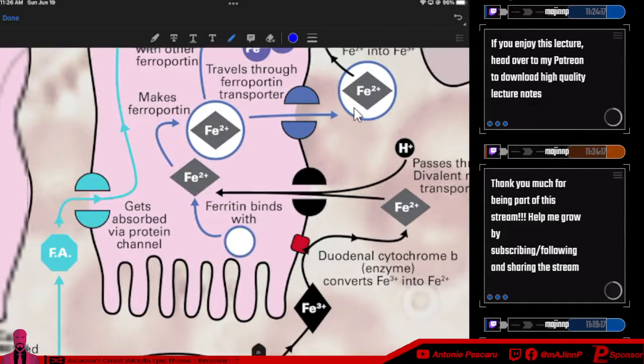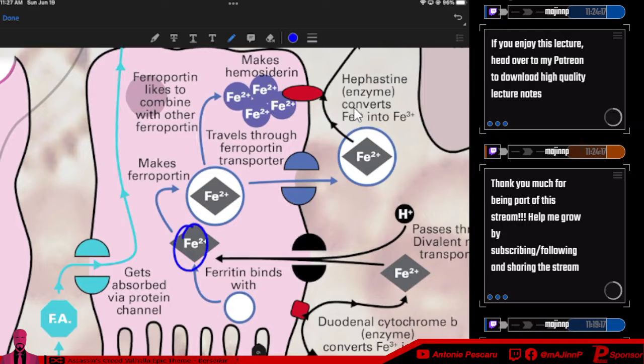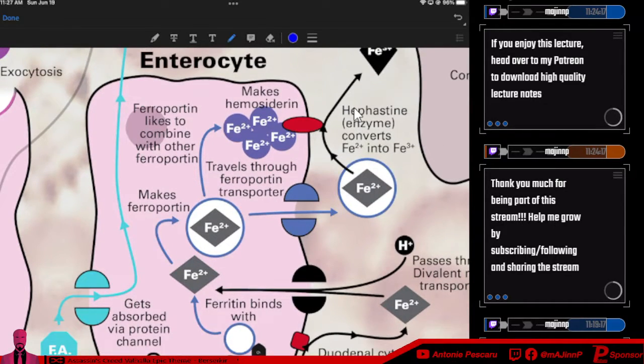And once it's inside of the enterocyte, there's another protein called ferritin, which has a high affinity for the iron 2+ form. They're both going to bind together, and they're going to make ferroportin. And now there's two pathways. What's really interesting is that the first pathway can combine with other ferroportins, and together they're going to make hemosiderin.